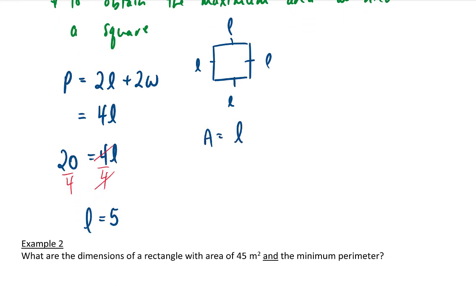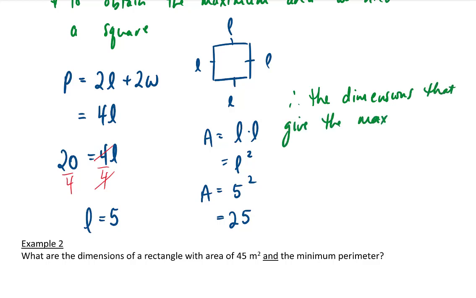But recall the area of a square. The area of a square is just length times width, but this time it's just length times length, or if you like, the length squared. So the area of our object is 5 squared, which is equal to 25. Therefore, the dimensions that give us the maximum area of 25 meters squared are 5 meters by 5 meters, the length times the width.